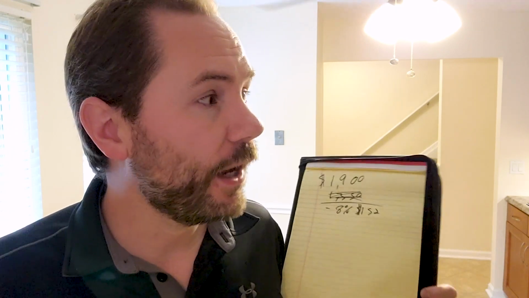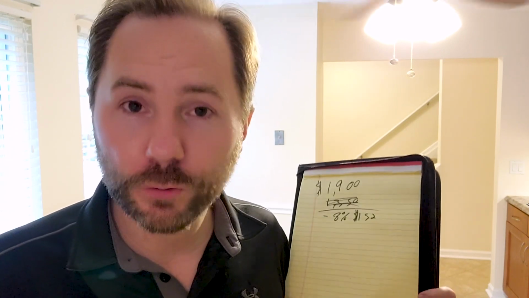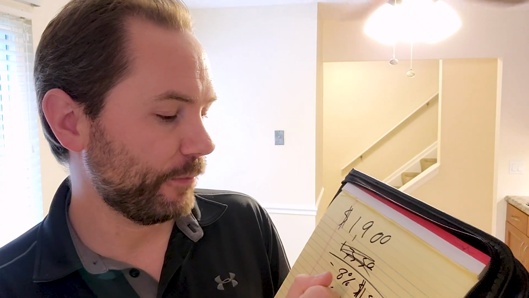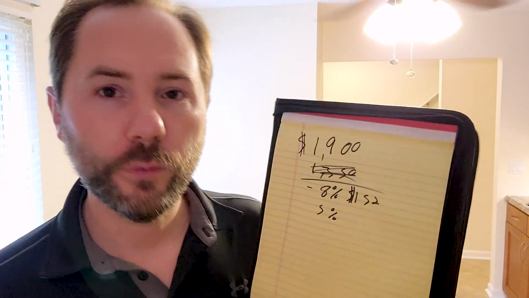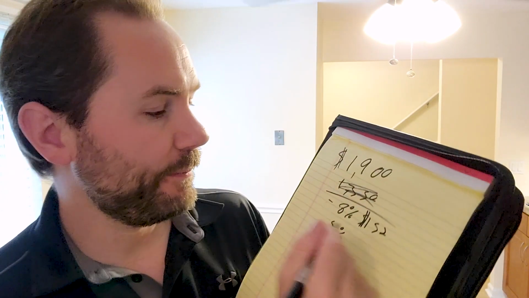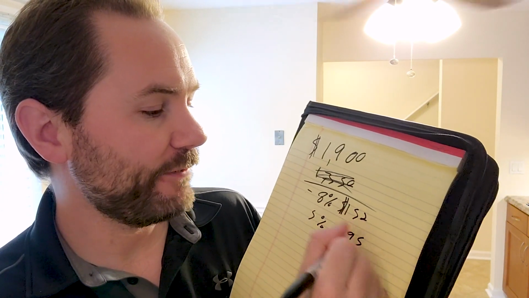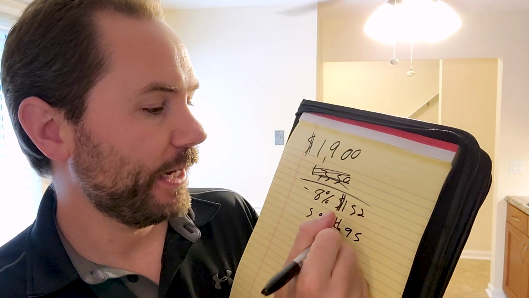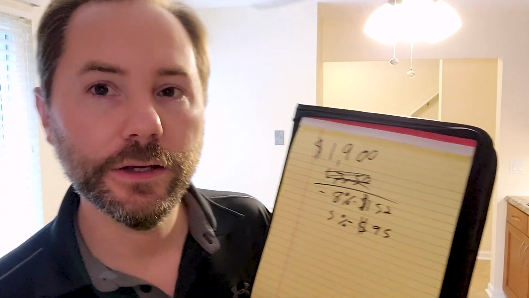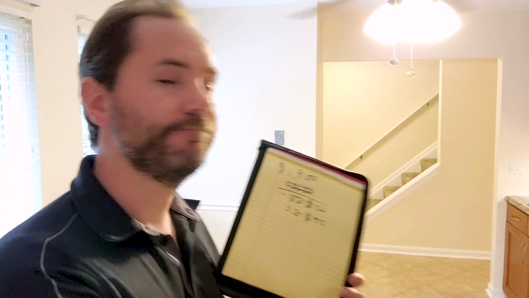This is a pretty updated home. We put a lot of money into it before we put it on the market. So I'm going to deduct 5% from my monthly income for maintenance cost. And so that adds up to another $95 a month that I'm going to be deducting from my monthly income.